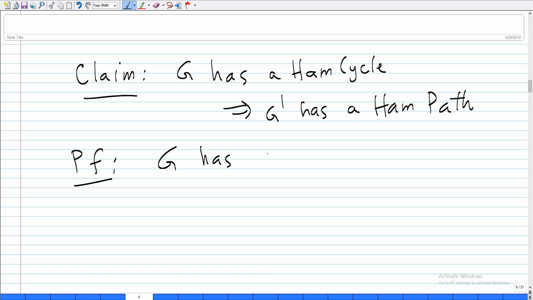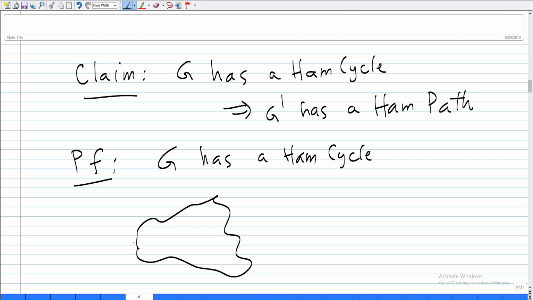G has a Hamiltonian cycle, right? This cycle in G will go and visit every vertex, and V is one such vertex in the graph. So now from this Hamiltonian cycle, I am going to get a Hamiltonian path for G prime. How does that path look? Starting from V1 prime, it will go to V1, and starting from V2 prime, it will go to V2, right? This we already established. What else do I do?